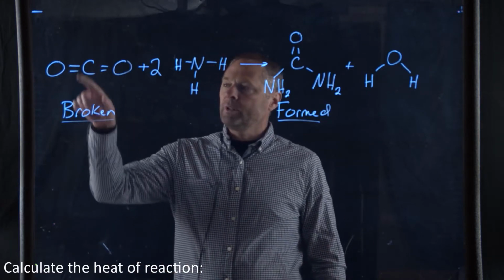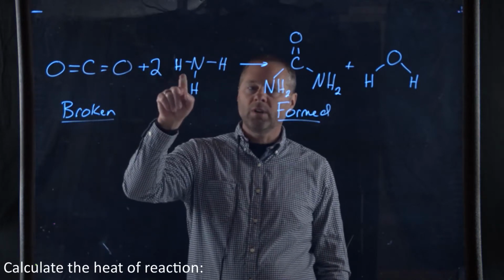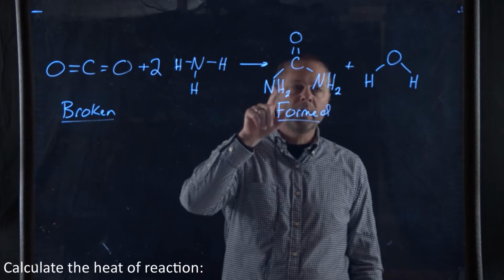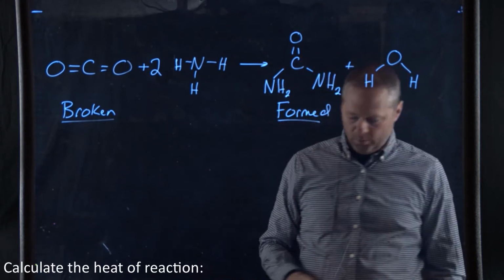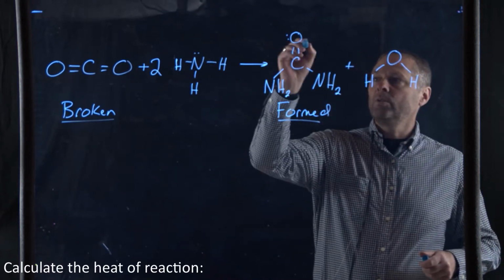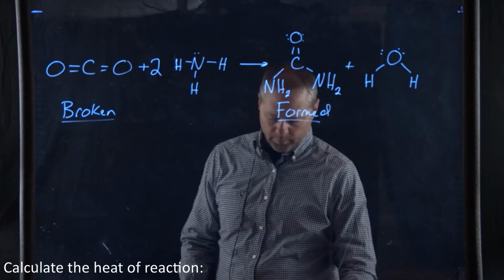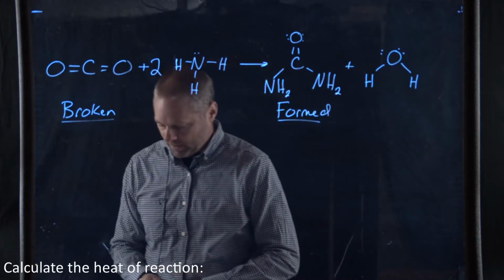So the reaction we're going to be looking at is carbon dioxide reacting with 2 moles of ammonia to produce 1 mole of urea and 1 mole of water. I forgot to put my lone pair of electrons on this, but you get the idea. It isn't really going to matter for the actual calculation.